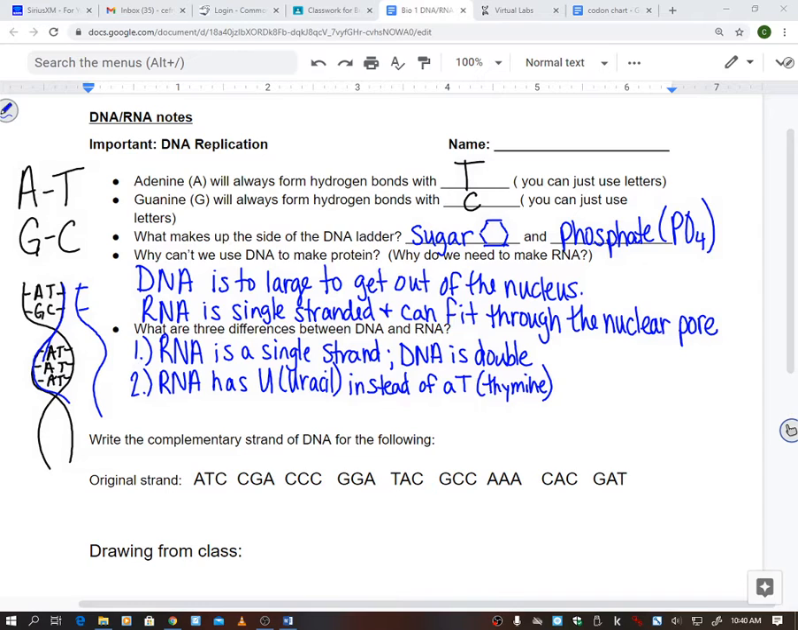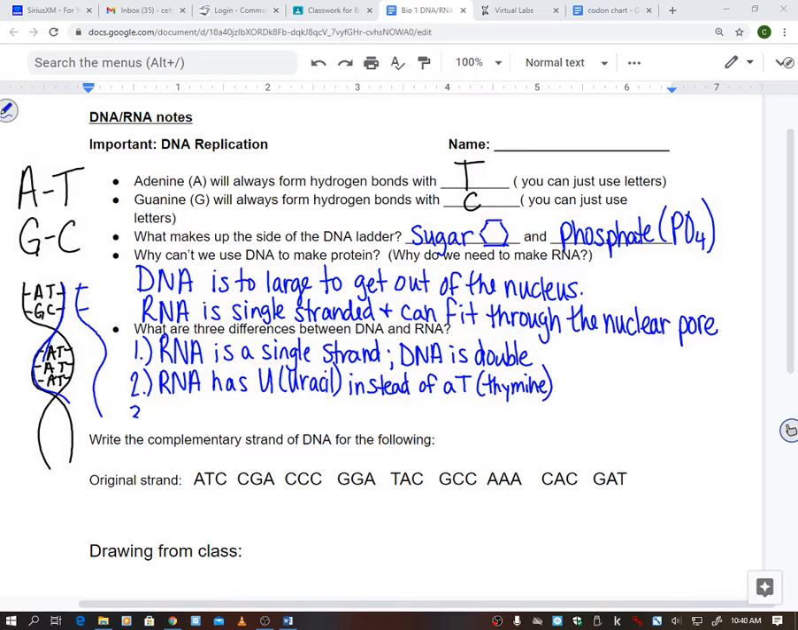So I always tell kids, if they struggle with this, when we start to transcribe and translate, anytime you have RNA and you see that there's a T, you know something's wrong. You know that can't be right. Just change that T to a U. That's more than likely all you need to do.